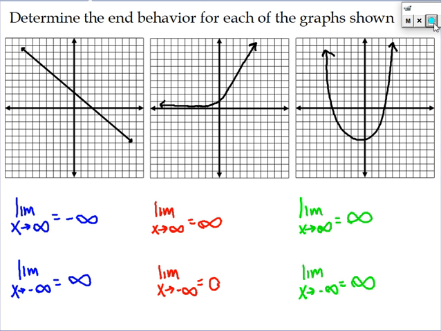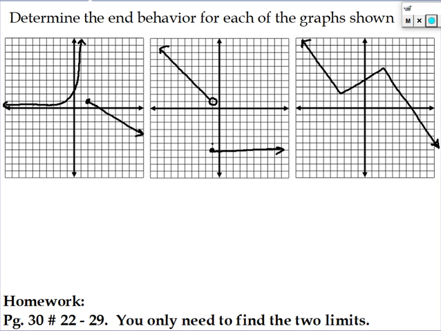Okay, now, before you do these last 3, remember, it doesn't matter what's happening in the middle. It doesn't matter what's happening at the y-axis. I only care about the very ends. So remember, way to the left or way to the right. So again, for all 3 of these, you're finding these 2 limits for end behavior, to positive infinity and negative infinity, to the very right and to the very left. So go ahead and try those 3.